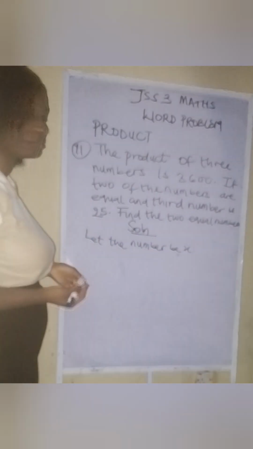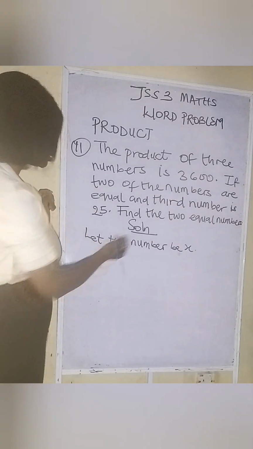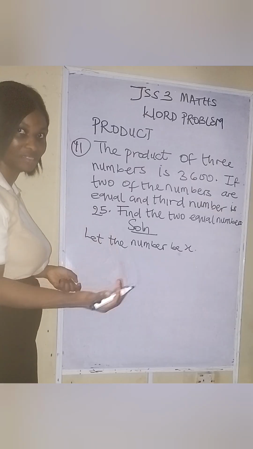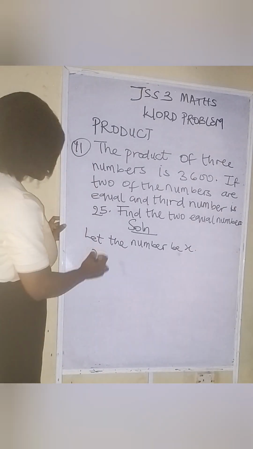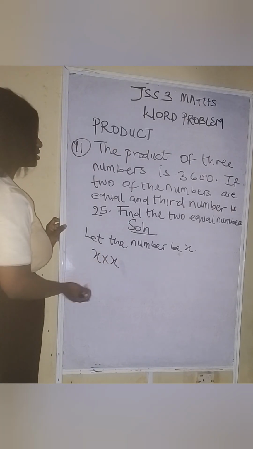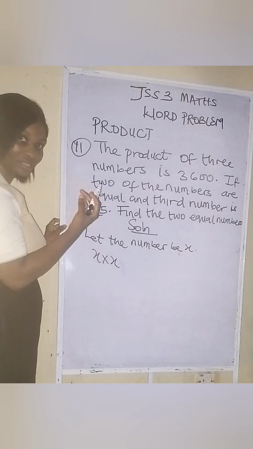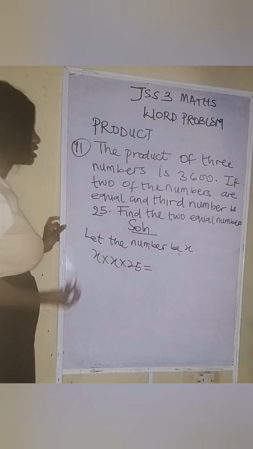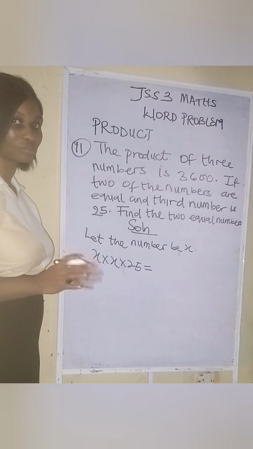So now, the first two numbers are equal, meaning they are the same. Since the number is x, the first and second number is x times x. We're talking about product, and product means multiplication. So they are x times x, the first two numbers. Now they said the third number is 25, so you multiply by 25 also because there are 3 numbers. And they said the result is 3,600. See that it is very simple. You just need to know how to interpret the question.